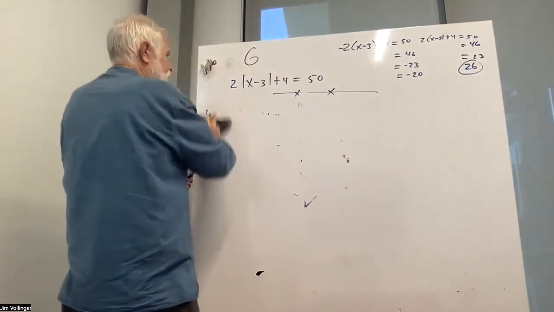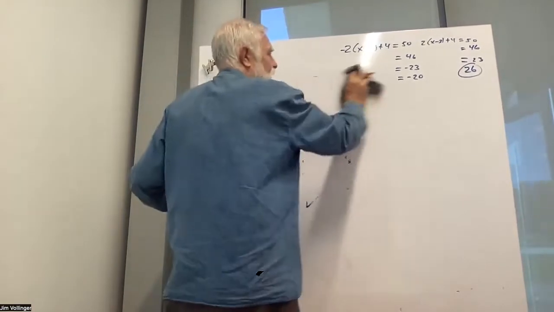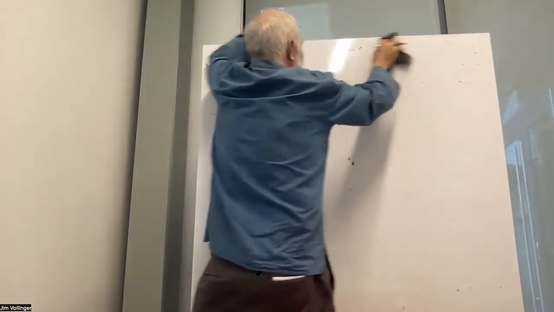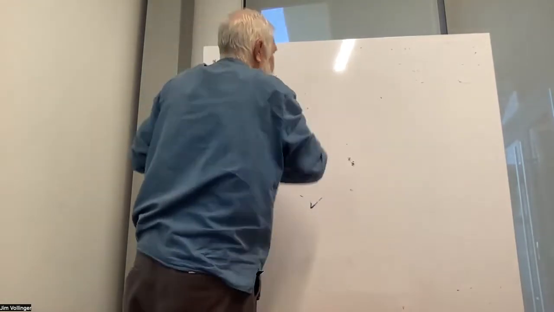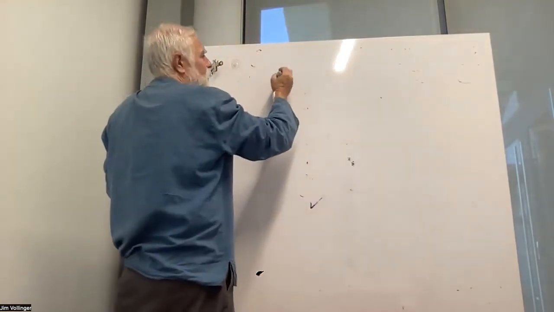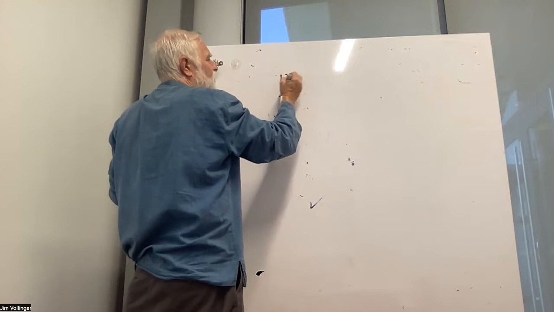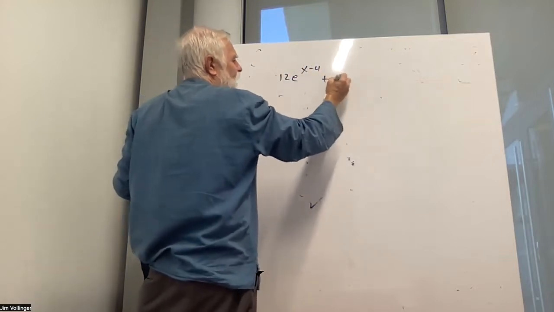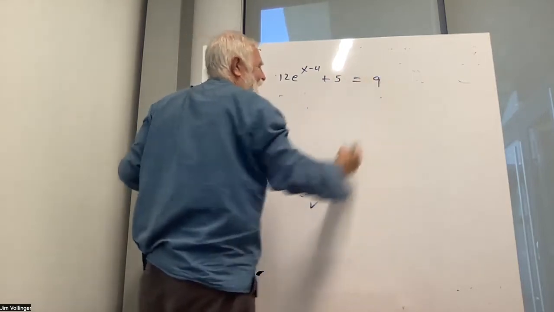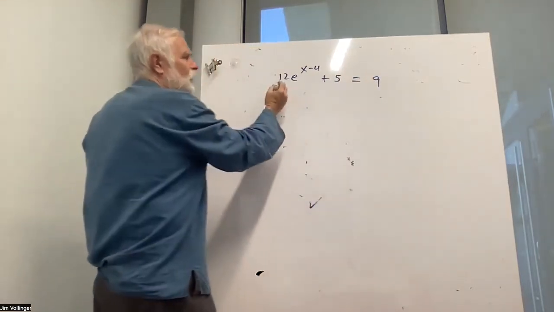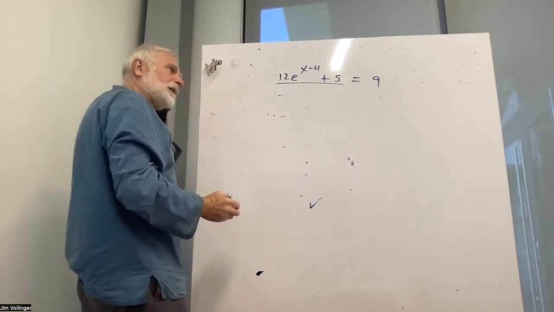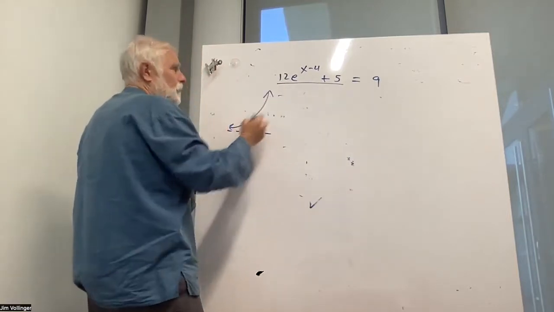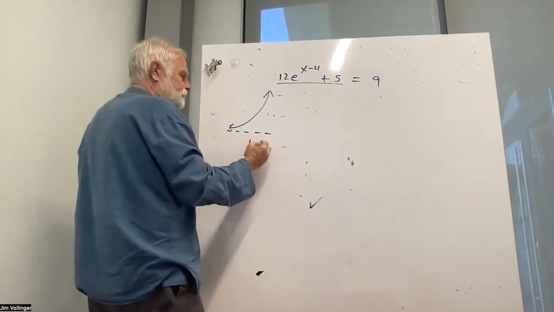Do something we did not do in class. And I'd like you to see it, so I'll do it, and that way you can get a little practice with that. So let's do an exponential. Let's do a 12e to the x minus 4 plus 5, and let's make that equal to 9. All right, so we're going to graph this side, exponential growth. That's a height of 5.